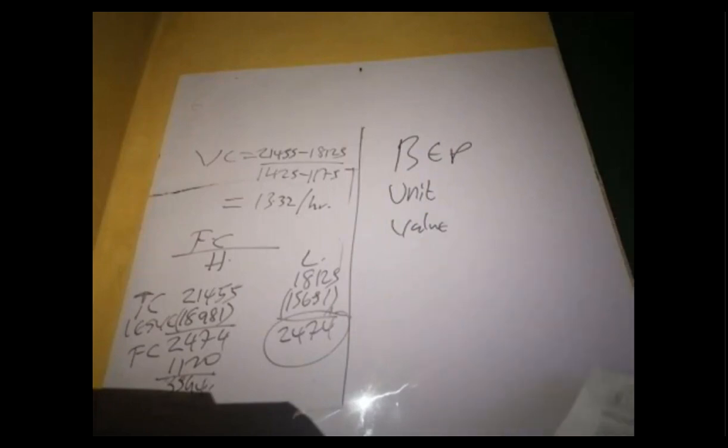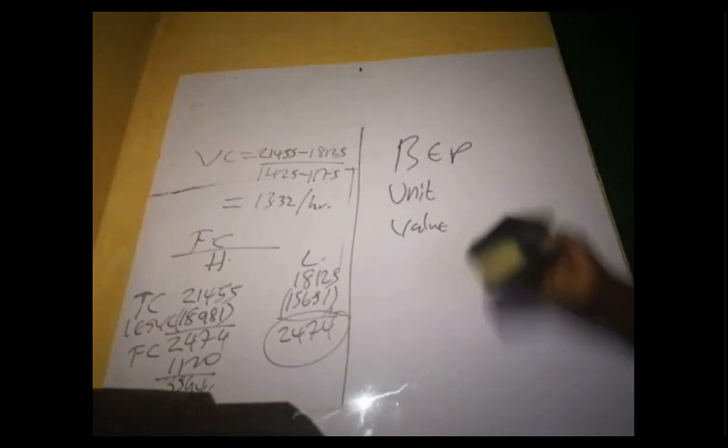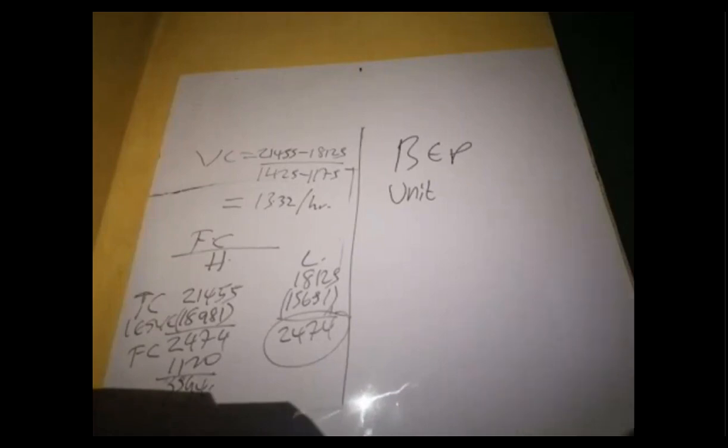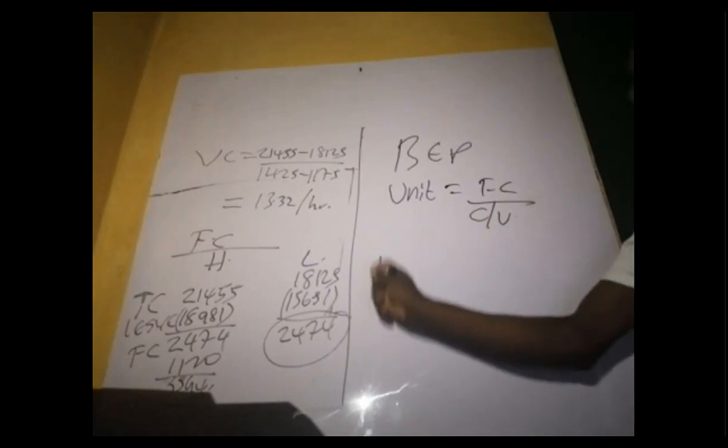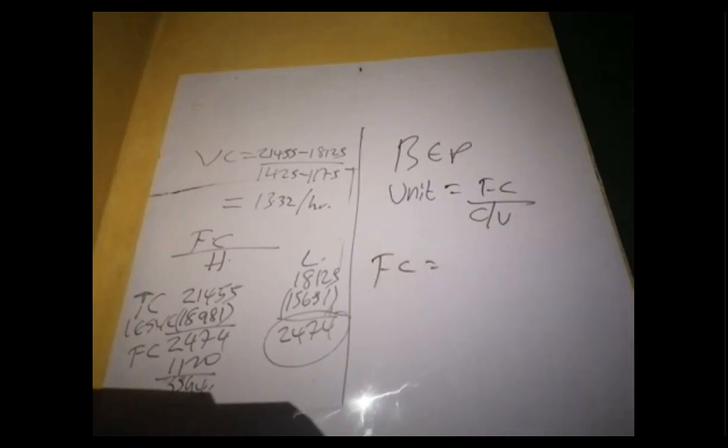So units, what's the formula? Value, what's the formula? Let's start with the unit first, and when you're done, go to the value. Unit is equal to fixed cost over what? Per unit. Let's take our time and look for these variables one after the other. What is the fixed cost? Don't forget that the question gives us fixed cost excluding the one that we calculated. So we just have to top it up.